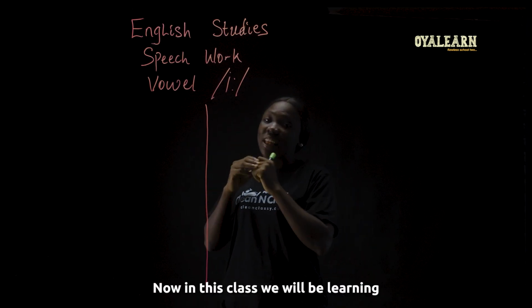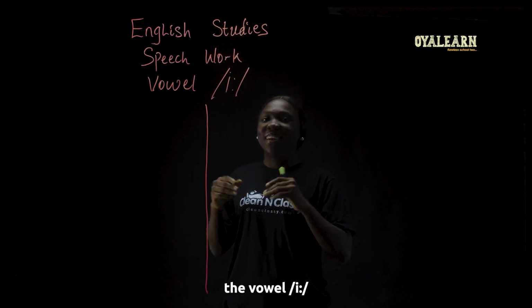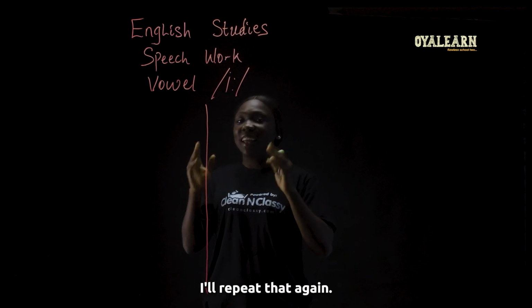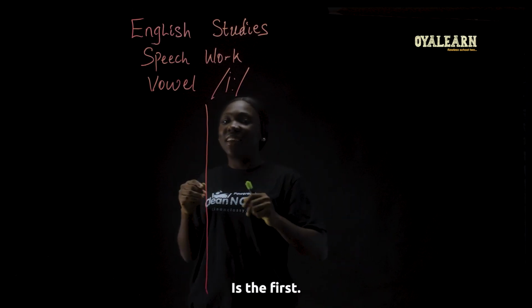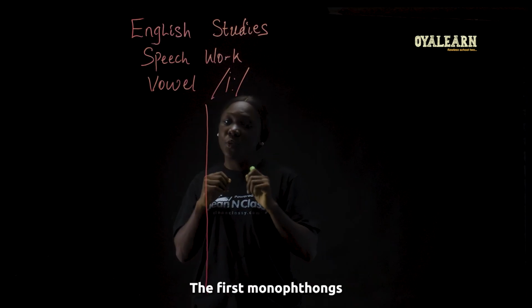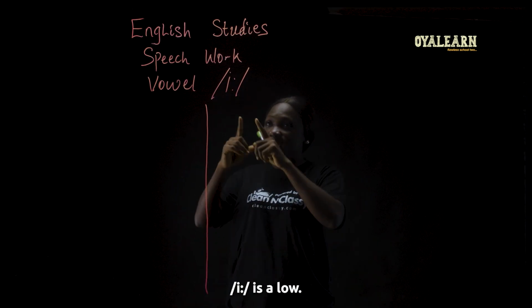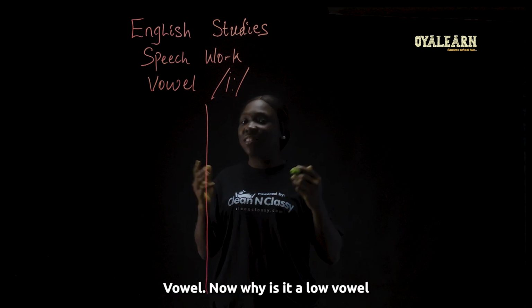Now, in this class, we will be learning the vowel E. I'll repeat that again. The vowel E. So the vowel E is the first pure vowel, the first monophthong. Now, this vowel E is a long vowel. Now, why is it a long vowel?